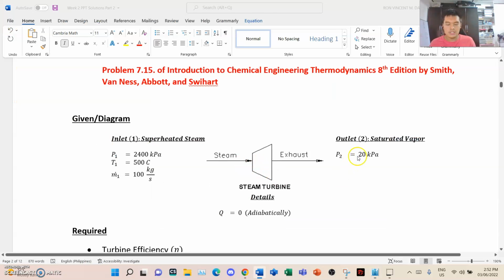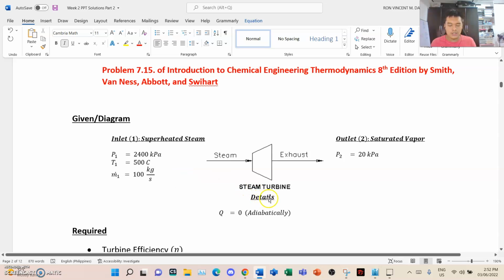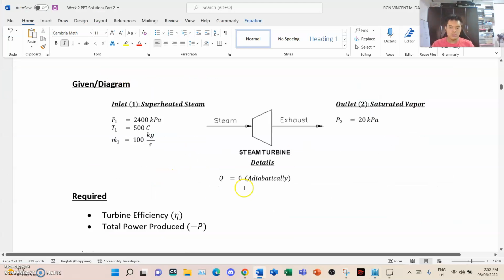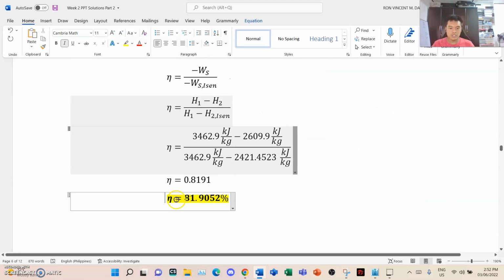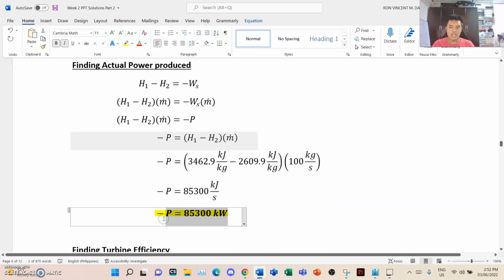Then lastly, steam turbine must be adiabatic in nature. So adiabatic efficiency, and we need to have an outlet saturated vapor. So the outlet pressure must be at 20 kilopascal. Okay. Then we need an efficiency value. So we already calculated an efficiency value, and using this value we need to check if the value we calculated, these are connected in a way.